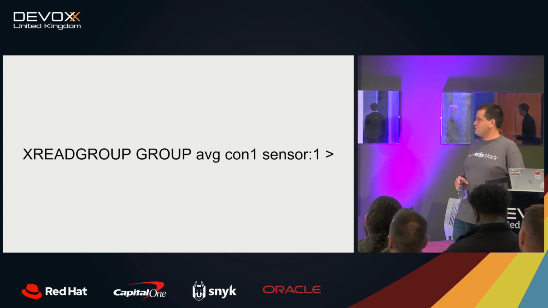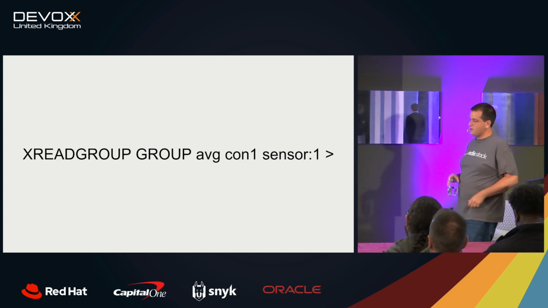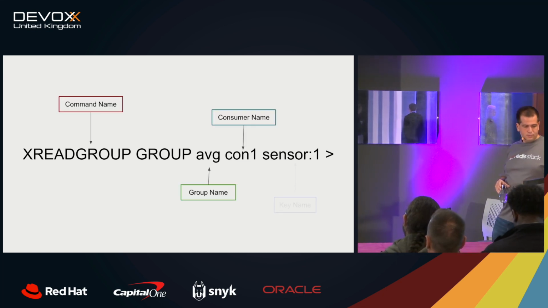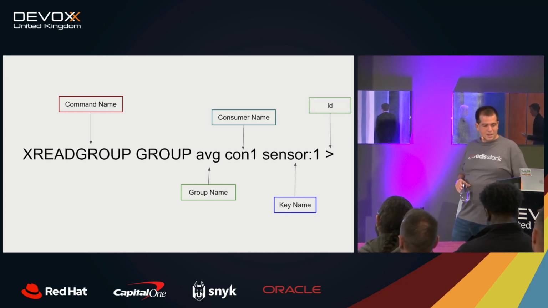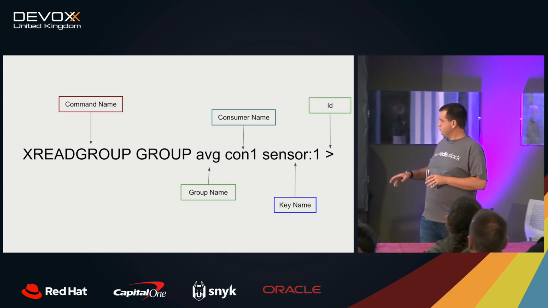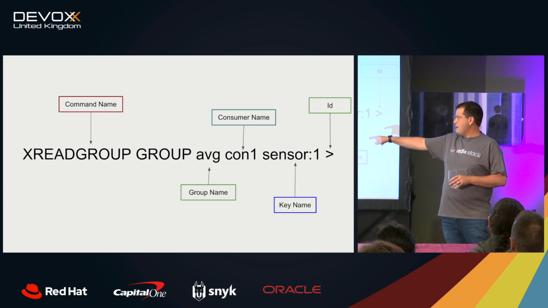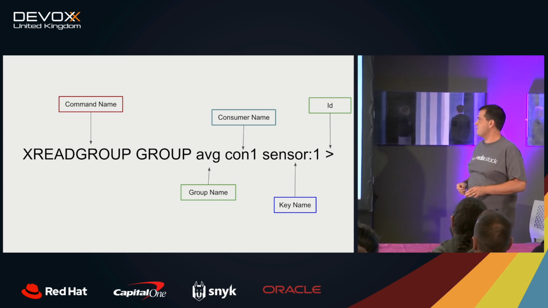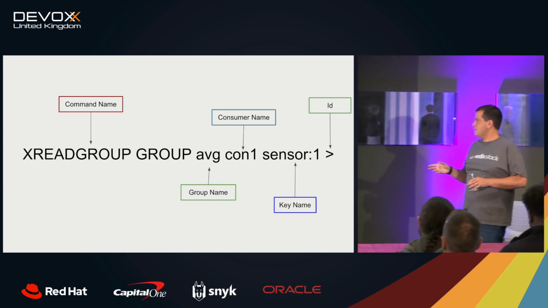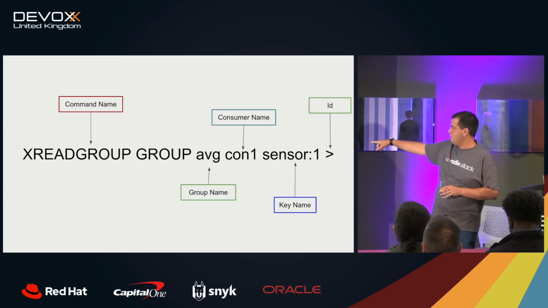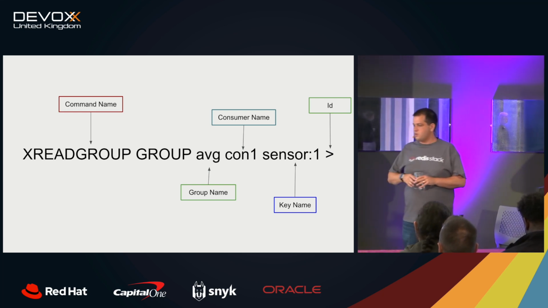XREADGROUP allows you to basically read out of a consumer group. And in this case, we're pulling from a group name, so this group name is average, so maybe you're averaging a bunch of numbers. The consumer's name is a consumer within that group, and the key name, and then the ID, which is telling me, oh, get only the new messages for this consumer group.